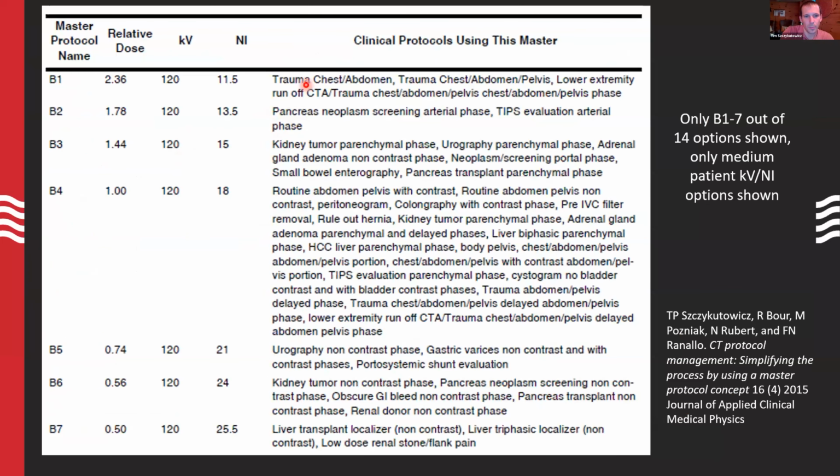So here's just an example, and this is a paper you can get. It's open access, of how we've binned some of the different indications at our institution. There's a lot here, and we're not going to go through all of this, but if you're going to organize your protocols and have any hope of doing this master protocol concept, you need to write it down. So here is how we do it. We ask, what are all the indications and phases of multi-phase protocols that should look similar in image quality? And then we list them out like this.